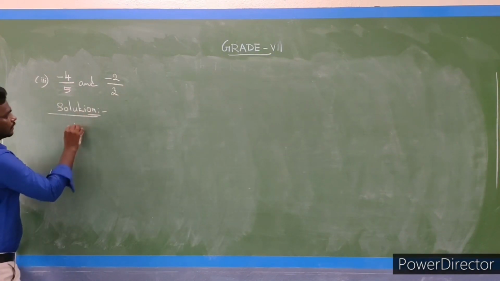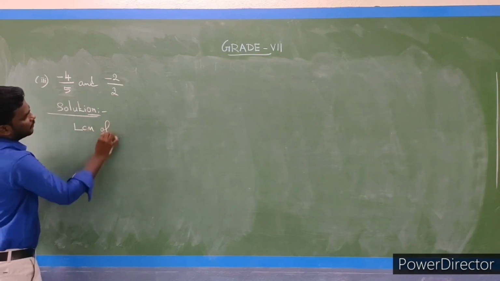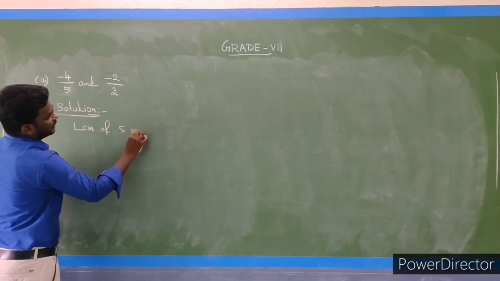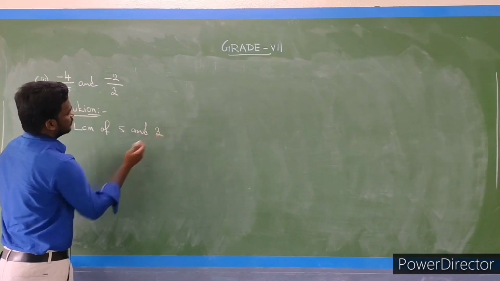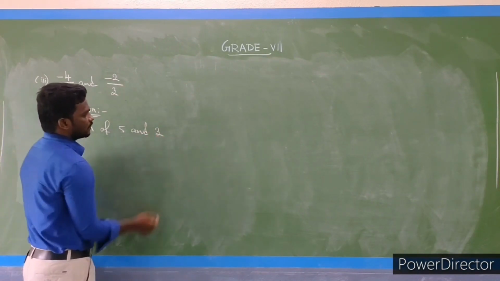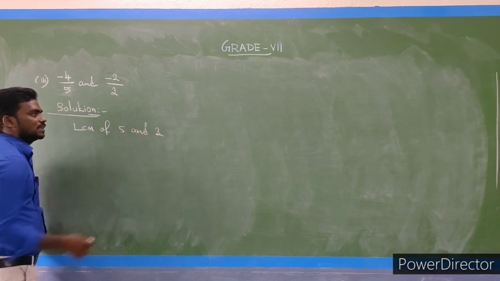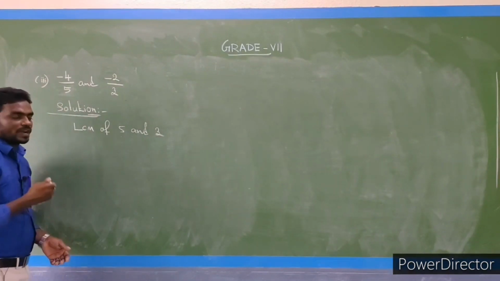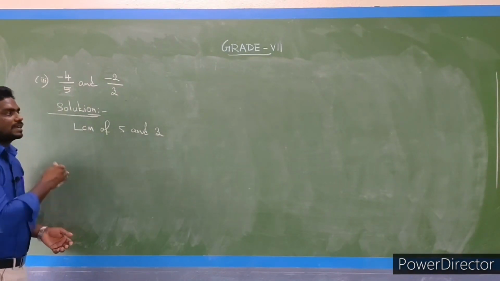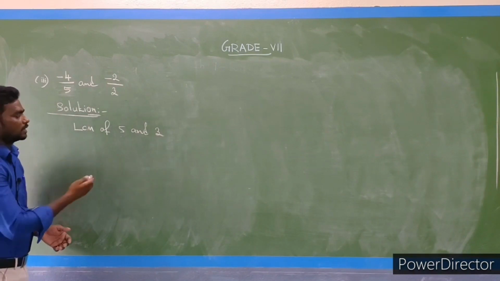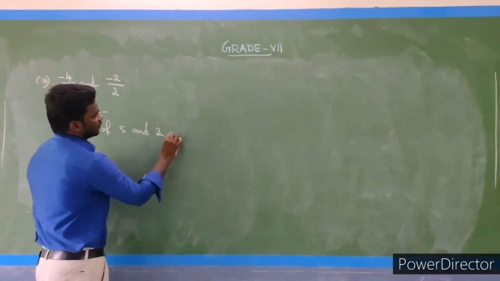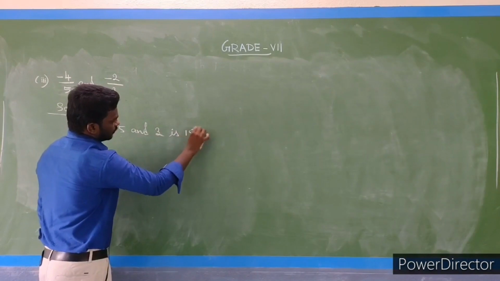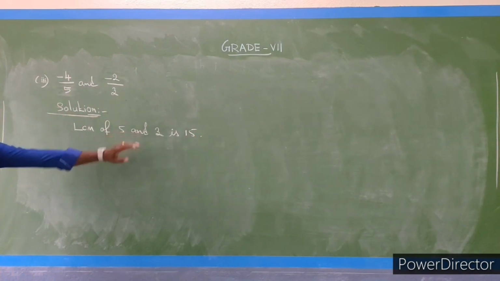So the LCM of 5 and 3, that means the LCM of the denominators. What is the LCM of 5 and 3? We know 5 and 3 are prime numbers. How to find the LCM of prime numbers? We can directly multiply the two prime numbers. So the LCM of 5 and 3 is 5 threes are 15. The LCM of 5 and 3 is 15.